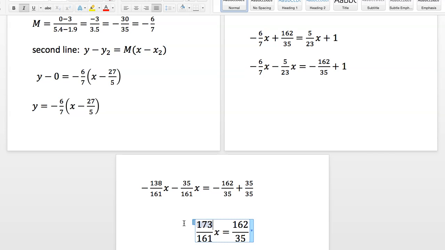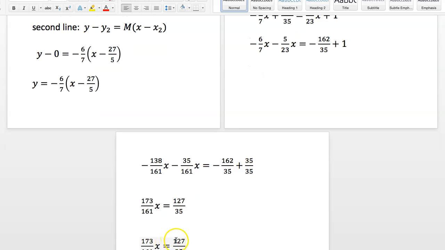Okay. Now 162 plus 35, I've got to change that. Neg 162 plus 35, that is 137. No, it's 127. I see it, guys. It was 127 the whole time. Shucks. Well, I'll be. That can make a difference. It was 127. I can't believe it.